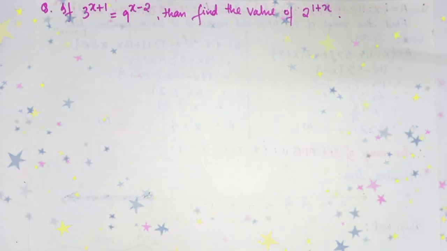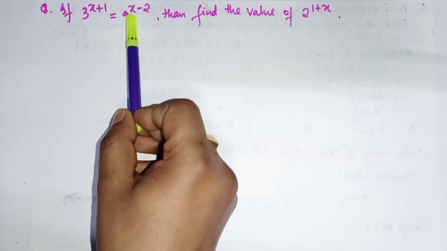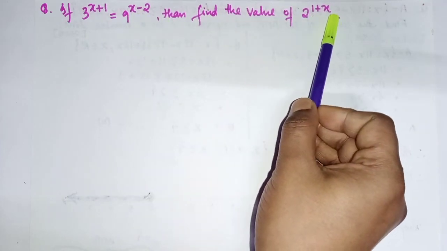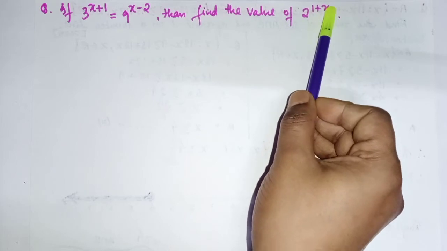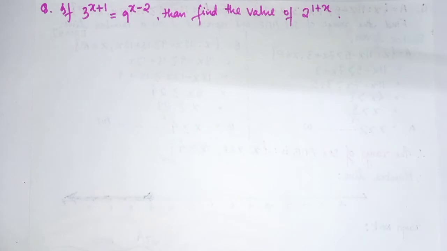Okay, so let's solve another type of question. Here in this question they have given us 3 to the power x plus 1 equals 9 to the power x minus 2. Then find the value of 2 to the power 1 plus x. So first we have to find the value of x. Then we'll put that value here and get the value of this. This is also one of the very important questions.